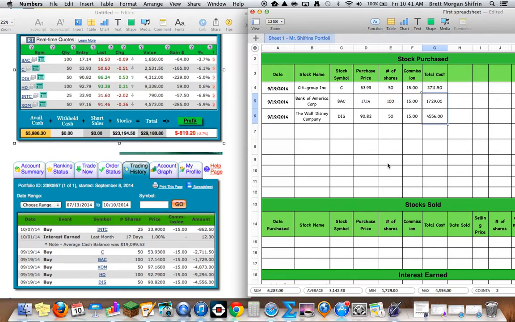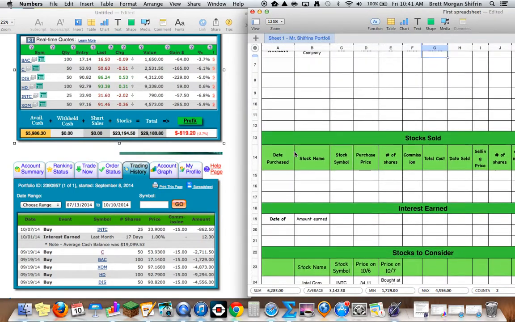I get the same result. It should be the same result as I have here. Okay, it's a little bit of a double check, make sure we understand it, and we can go from there. You can see I would then do that for each one of the stocks that I hold.